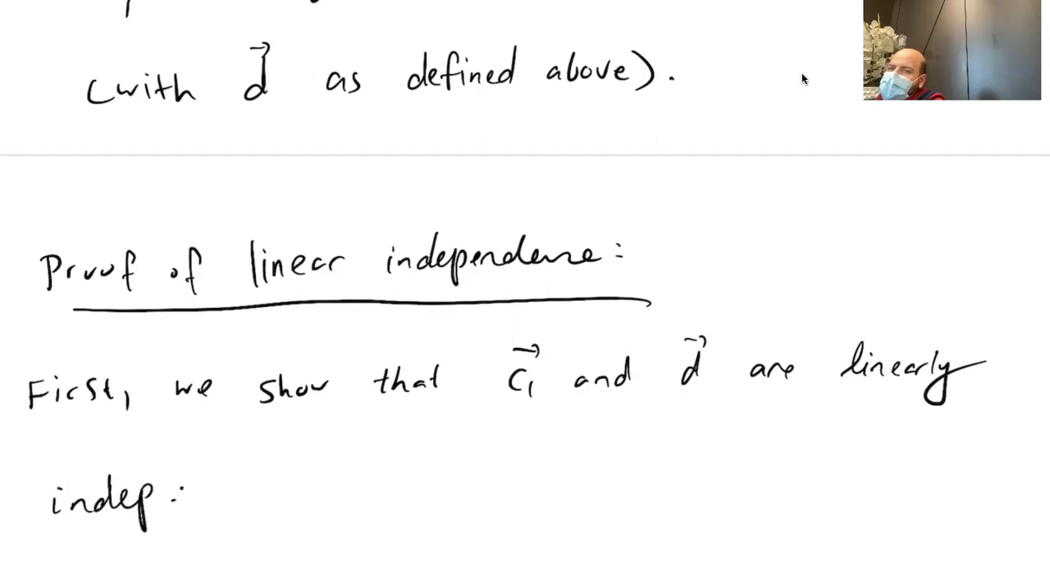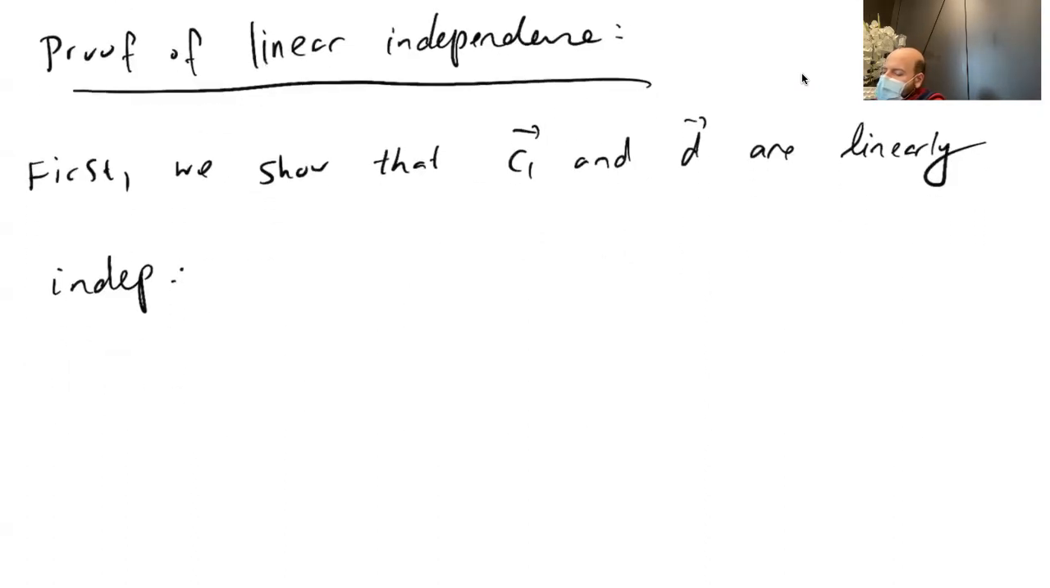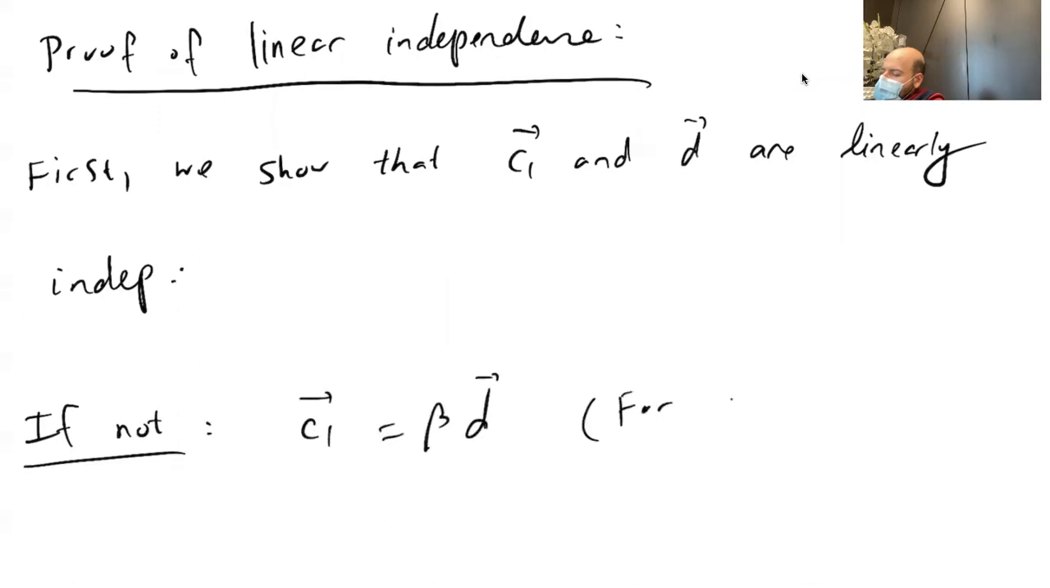What happens if they are not linearly independent? If not, then we can say that C1 is equal to, let's say, beta D for some constant beta. If two vectors are not linearly independent, then one of them can be written as a scalar multiple of the other one. This is a simple fact from linear algebra.